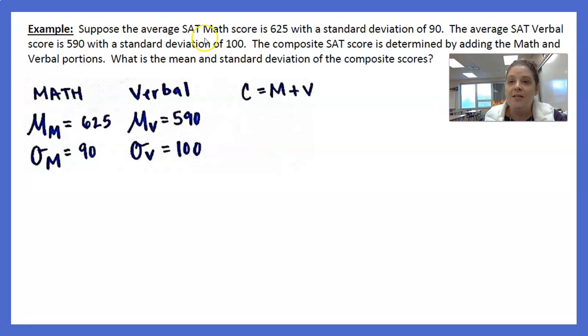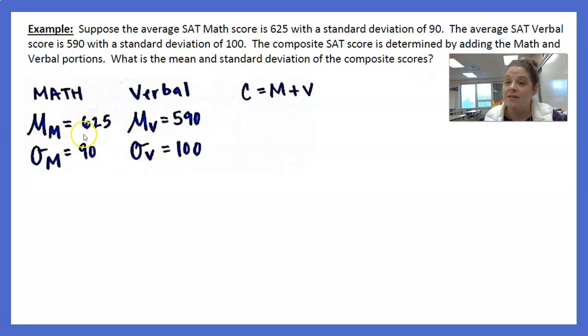All right, here's another one. Suppose the average SAT math score is 625 with a standard deviation of 90. The average SAT verbal score is 590 with a standard deviation of 100. The composite SAT score is determined by adding the math and verbal portions. What is the mean and standard deviation of the composite scores?